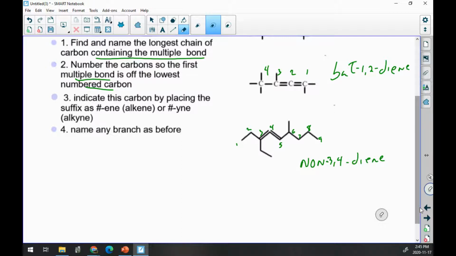Off the third carbon, I have a double bond. Off the fourth carbon, I have a double bond. Question? Now we go ahead and name the branches as we did. Off the third carbon, we have an ethyl branch. Off the sixth carbon, we have a methyl branch.